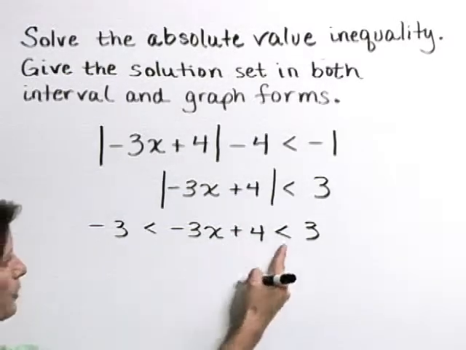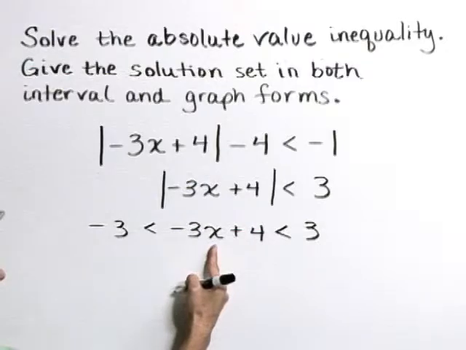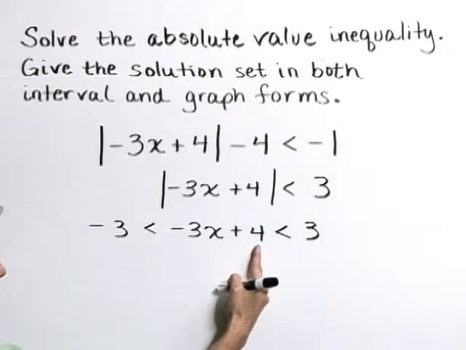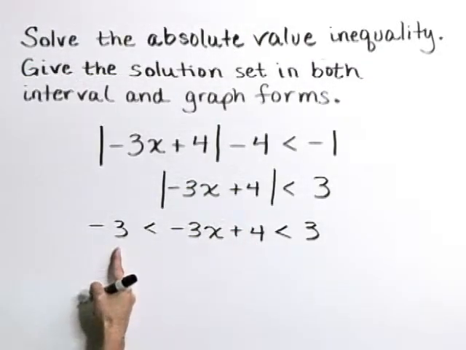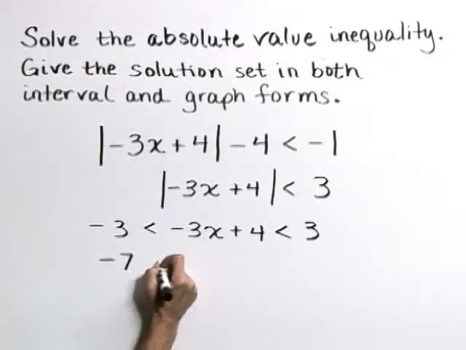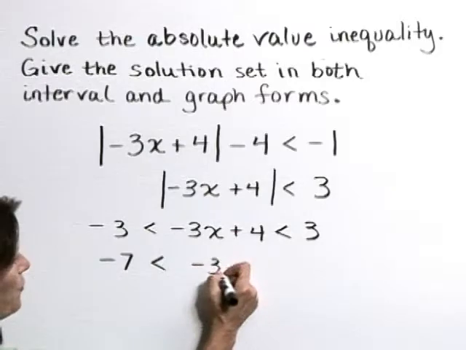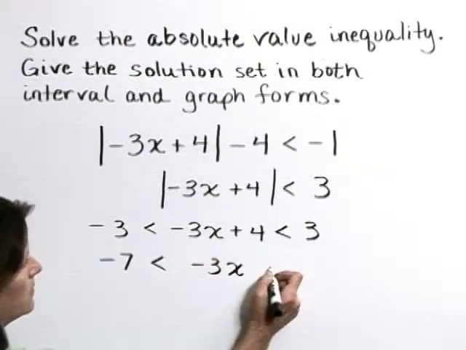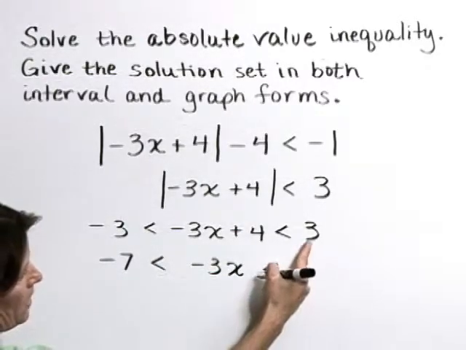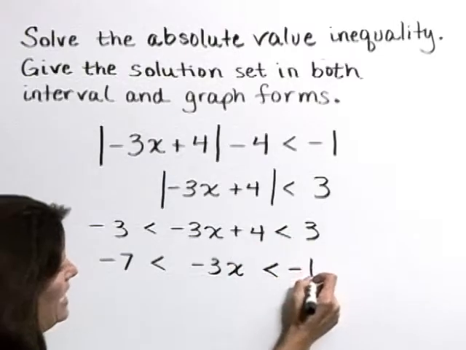Now let's solve this three-part inequality for x. Start by subtracting 4 from each piece. So negative 3 minus 4 is negative 7. That's less than negative 3x in the middle, which is less than 3 minus that 4, which is negative 1.